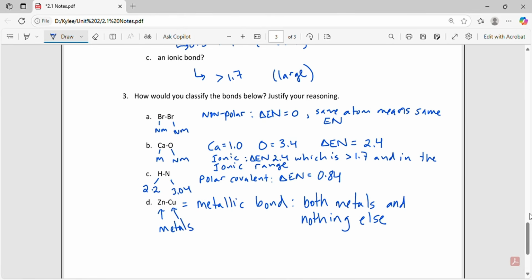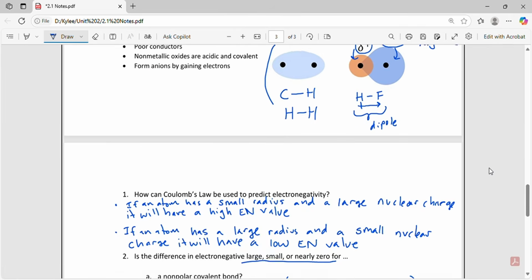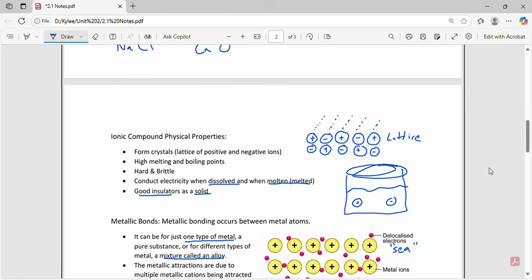All right, that is 2.1, Introduction to Types of Bonds. Again, we're going to be looking at a lot of the details surrounding each of these types throughout the unit. So if everything seemed a little overwhelming today, don't worry. We are going to be covering all of this as we move forward.